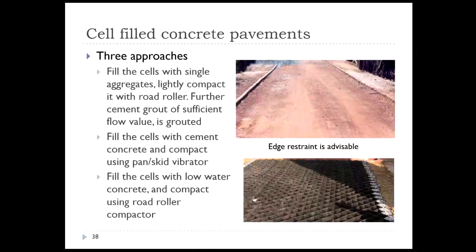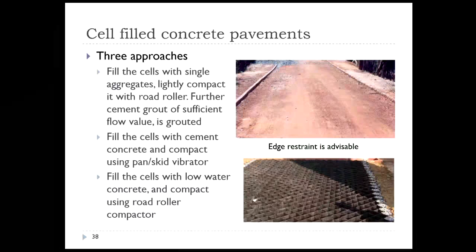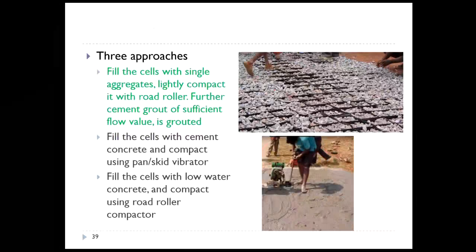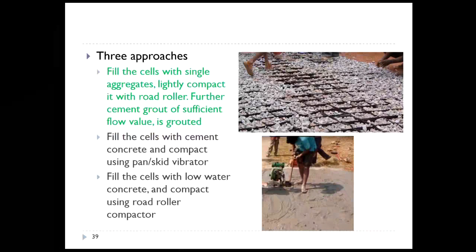Now there are three approaches. Before going for any of these three approaches, we have to ensure that there is sufficient edge restraint. In the first approach, we fill the cells with a single size aggregate, and we pour cement grout of sufficient consistency or sufficient flow value.